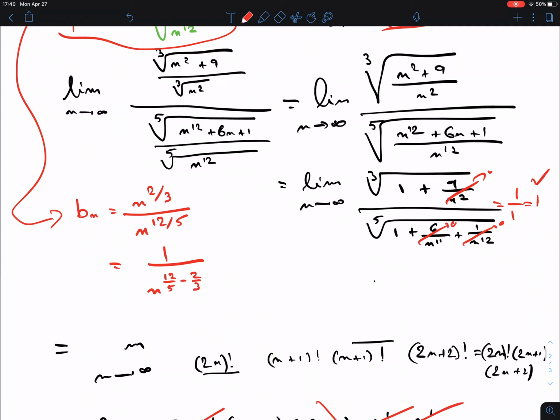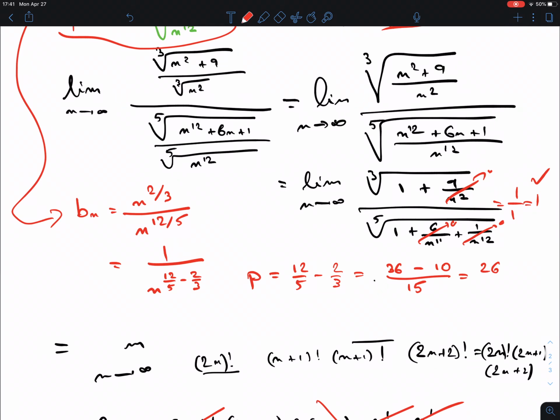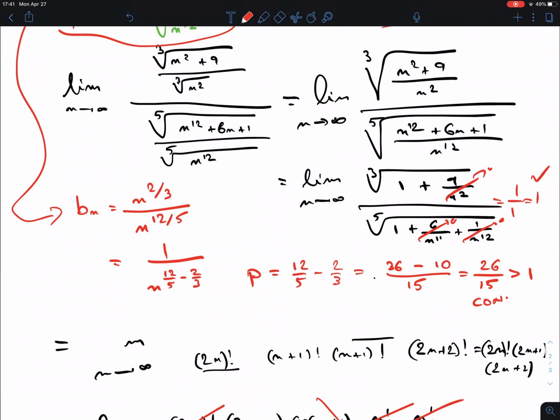So let's work out this number. P is 12 fifths minus 2/3. And we have to see if it is bigger or smaller than 1. So the best thing is to put a common denominator 15. 36 minus 10 over 15. You see that, right? Multiply 3, multiply 5. And that is 26 over 15. That is bigger than 1. And that's the only thing that matters, so we had, again, convergence.